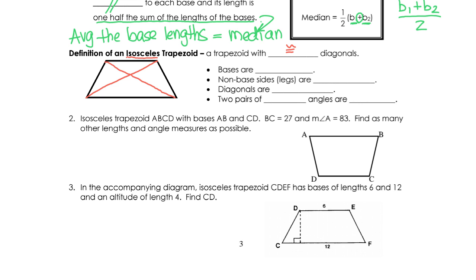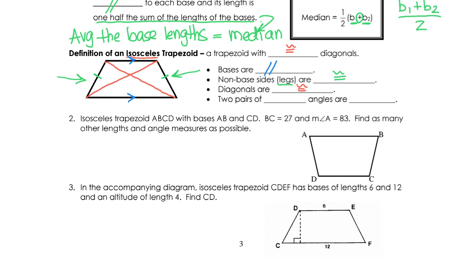The bases are still parallel. So the top base is still parallel with the bottom base. What they call the non-base sides. This here is a non-base side, and this here is a non-base side. They're also called the legs, and they are congruent. They have the same length, so we can tick mark them. Okay. The diagonals are congruent, which we already talked about up in the definition.